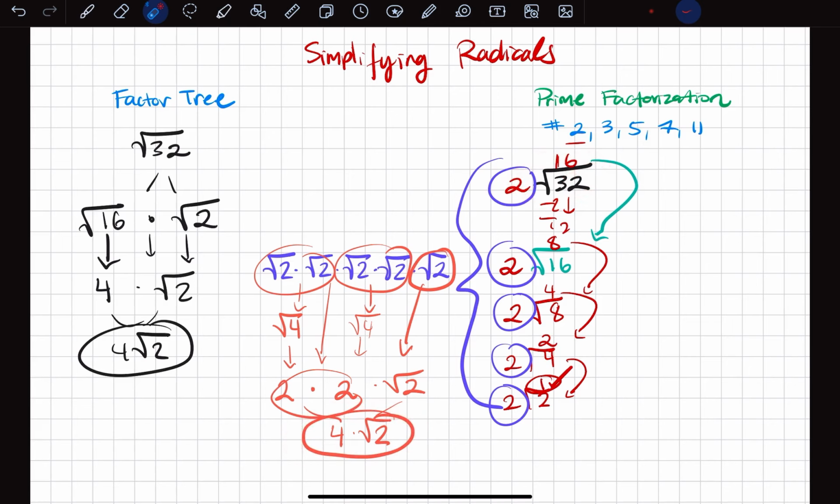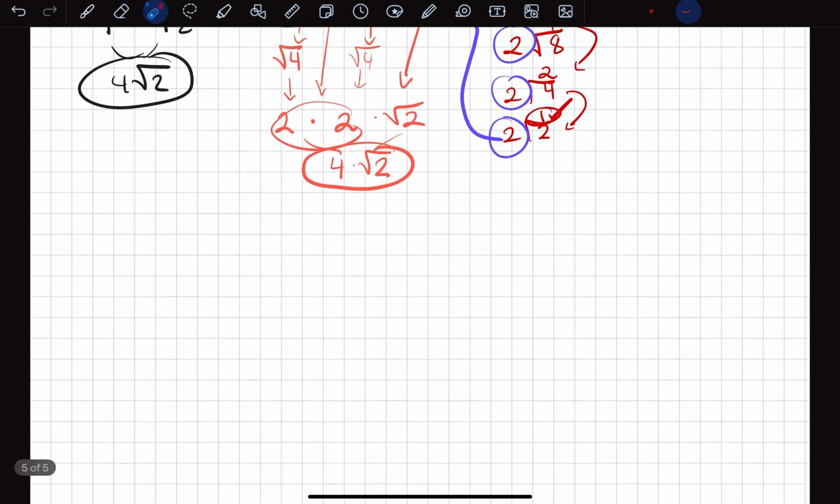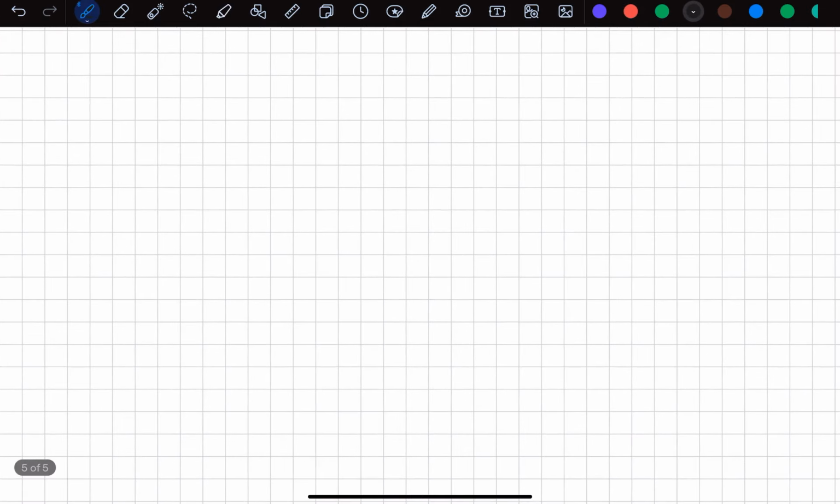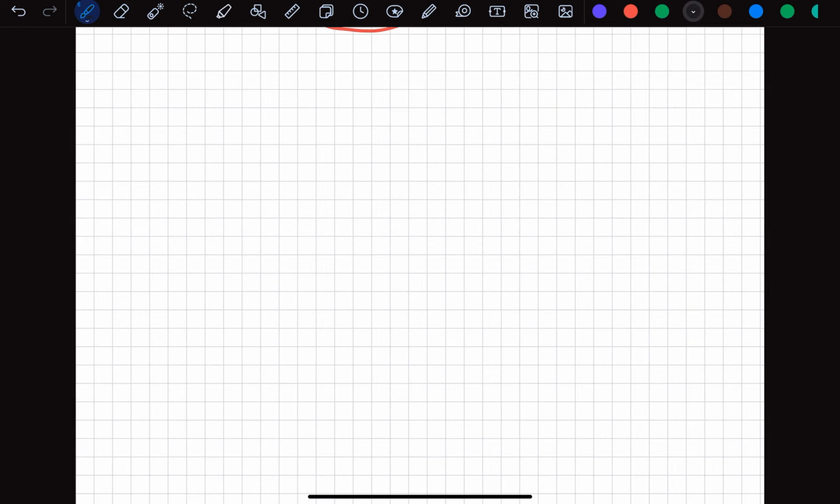and still get to your simplified version of your original radical. And so before I end this video, I'll show you one more time how you can use prime factorization for maybe a larger radical than 32. And so I think an example that would work great here is, I'll scroll down. Let's go ahead and use, let me zoom out a bit. There we go. Let's use root 162. And on the side, I'm going to remind myself of my prime numbers, right?